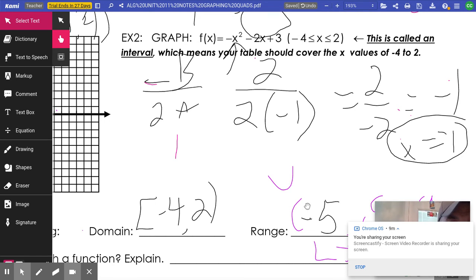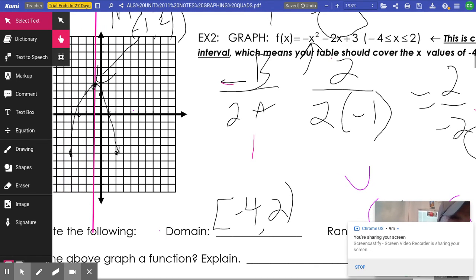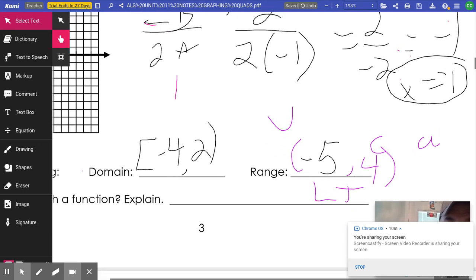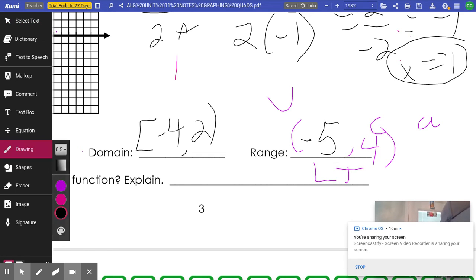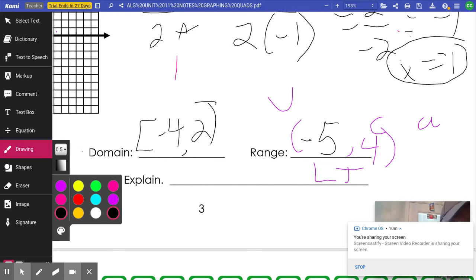Now my range is low to high. Well, the lowest it goes is -5, and the highest it goes is +4. So that's where I got -5 to 4. I need to change my brackets. Always use hard brackets for a real number and use parentheses for infinity. And it passes the vertical line test.